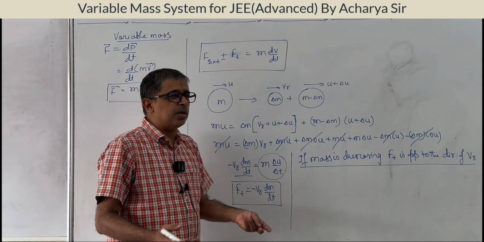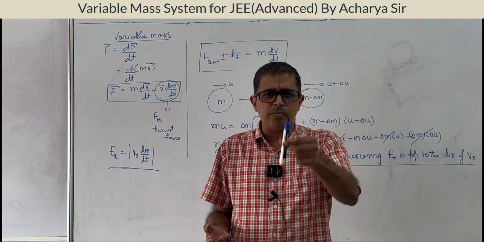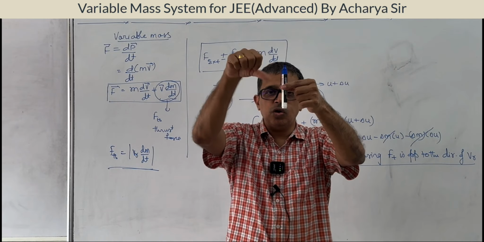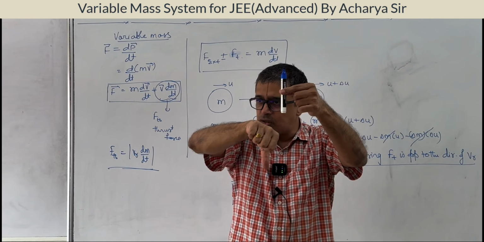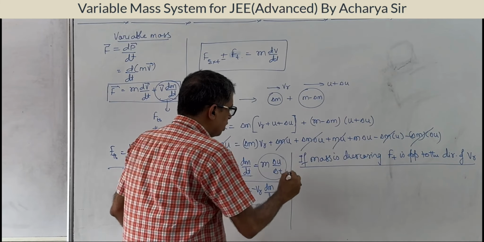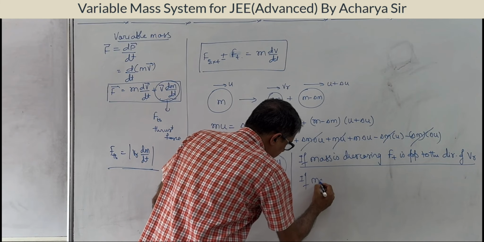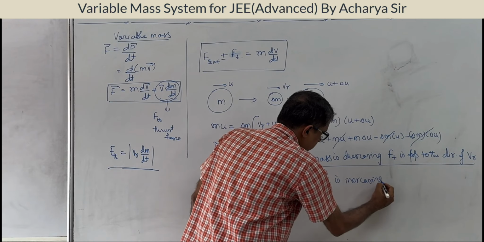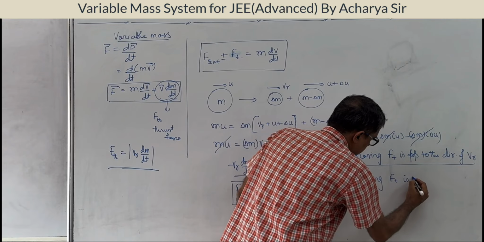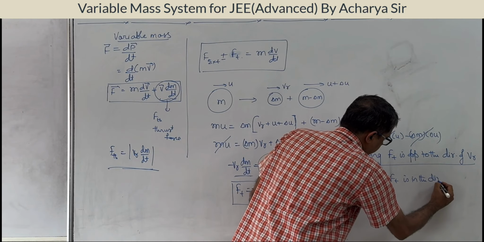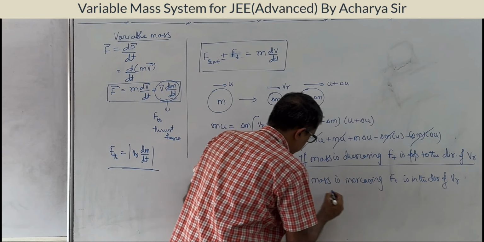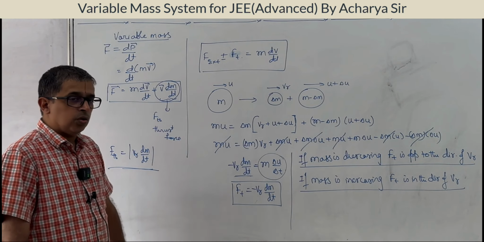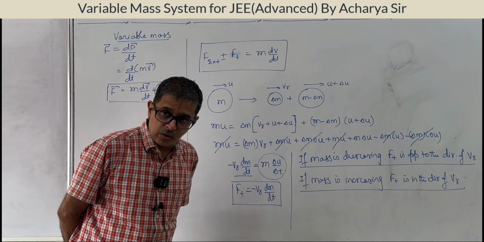How do you want me to remember this? Quite obviously, you will remember it if you remember rocket propulsion. The mass of the rocket is decreasing, and the thrust force is opposite to the direction of relative velocity. On the contrary, if mass is increasing, thrust force is in the direction of relative velocity.